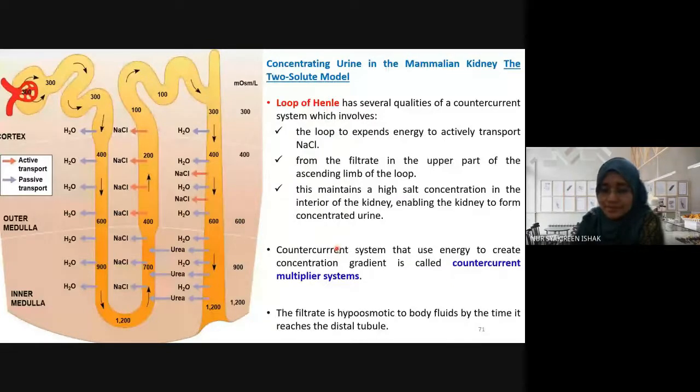Okay, so this filtrate is hypoosmotic to body fluid by the time it reaches the distal tubule. See? So the concentration of the filtrate is really diluted, which is around 100 milliosmol. Hypoosmotic. It has less solute concentration and more water. Okay, hypoosmotic to body fluid. Body fluid, interstitial fluid is 300. Outside, the interstitial fluid is 300. But the filtrate is really dilute, which is around 100 milliosmol.